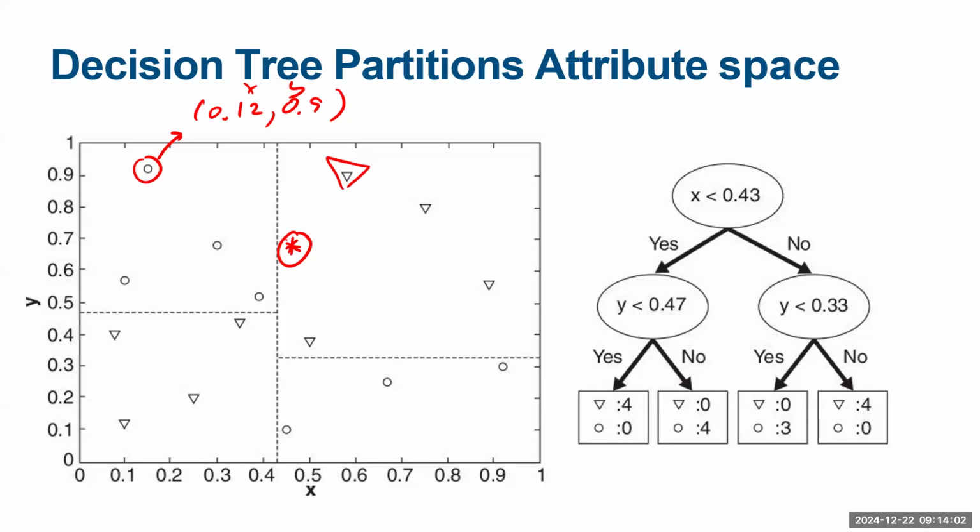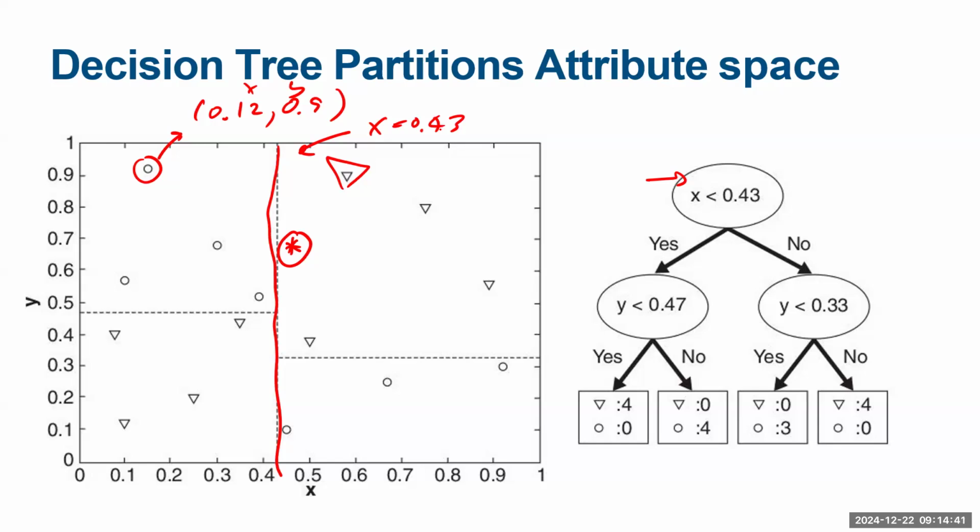Now, in the decision tree, we need to make a decision, right? So perhaps you start with attribute x, and the question you ask is, is x greater than 0.43? And depending on your answer, yes or no, it's going to continue the path, right? So basically you have this vertical line right here, and this line is x equal to 0.43.